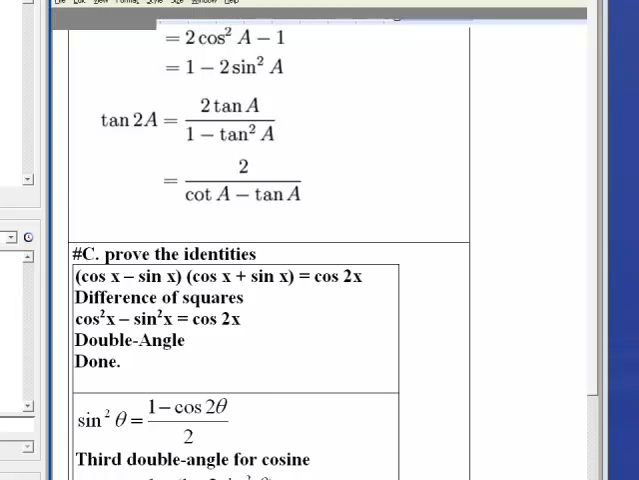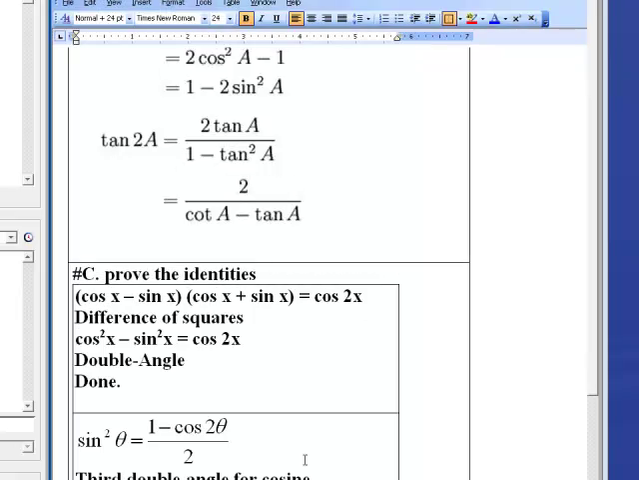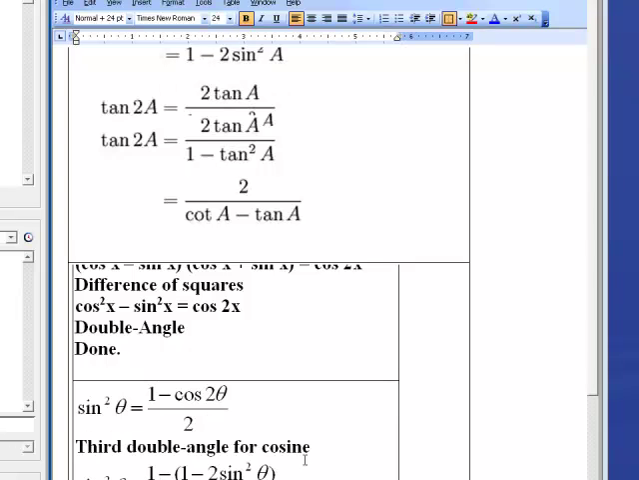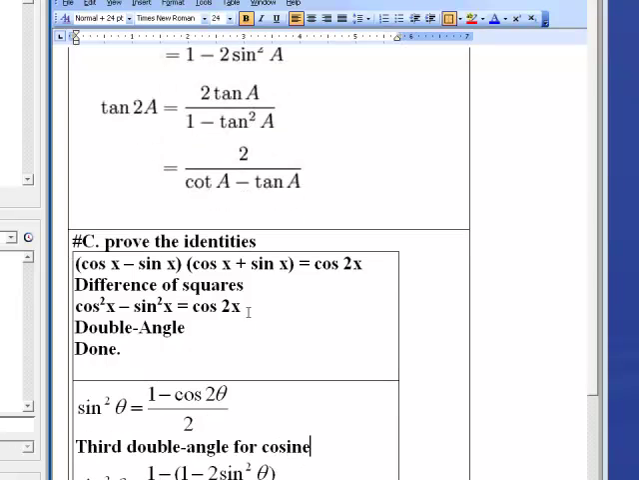And with that, we're done with the problem section for double angle formulas.